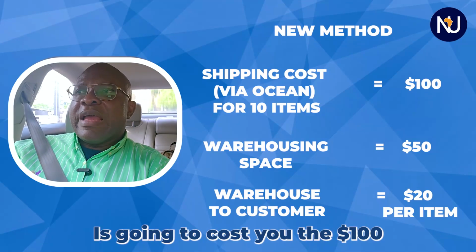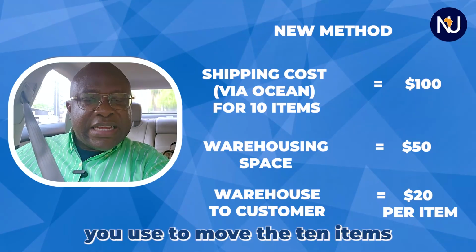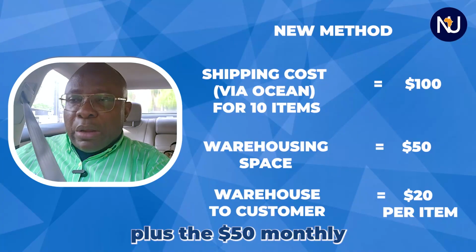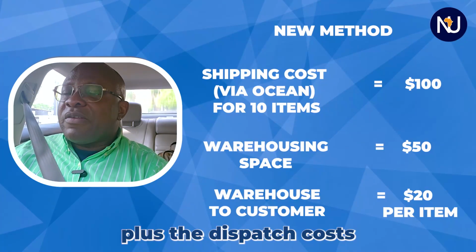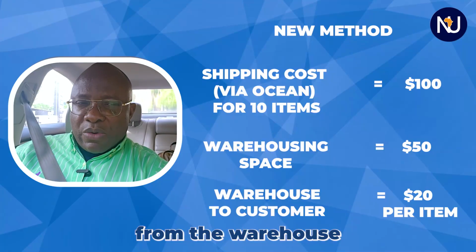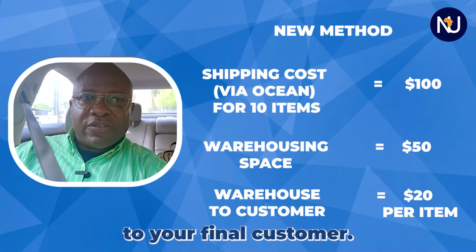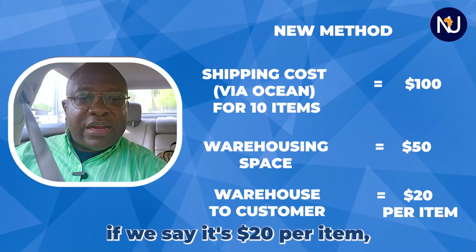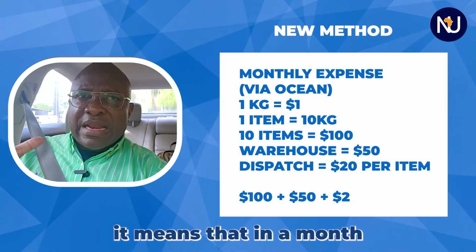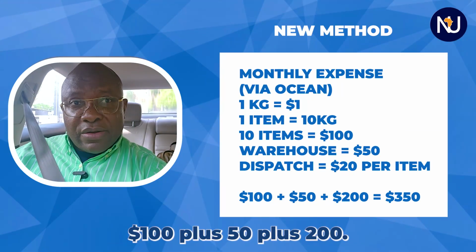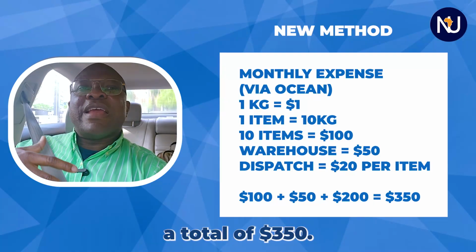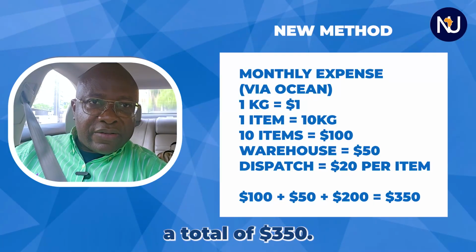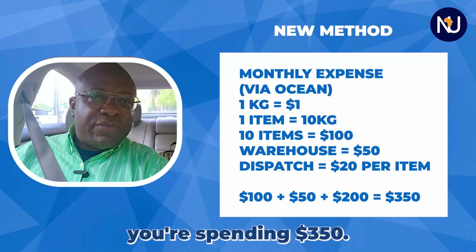So in a month, what is it going to cost you to ship? It's going to cost you the $100 you used to move the 10 items via ocean, plus the $50 monthly warehousing cost, plus the dispatch costs from the warehouse to your final customer. Now, if we say it's $20 per item, it means that in a month, you're going to be spending $100 plus 50 plus 200, right? And that gives you a total of $350.